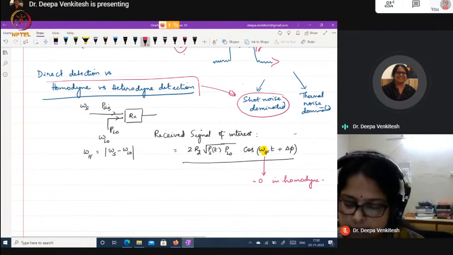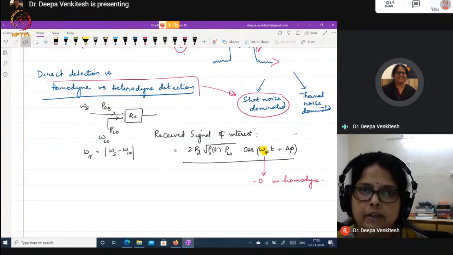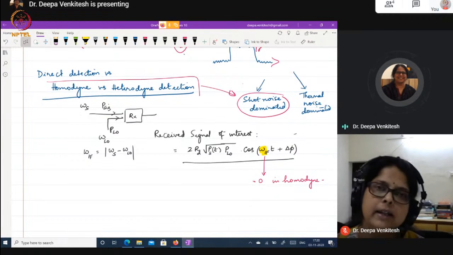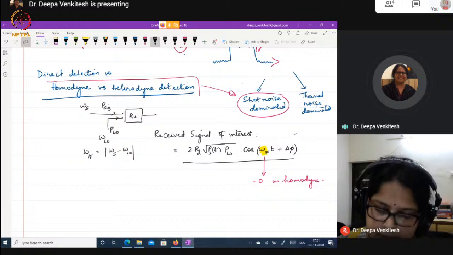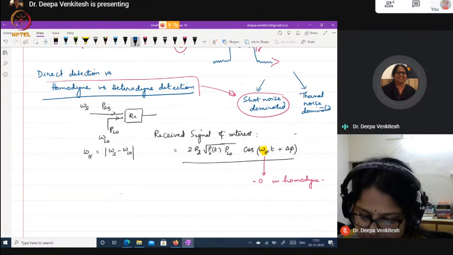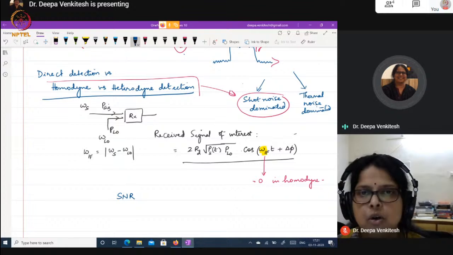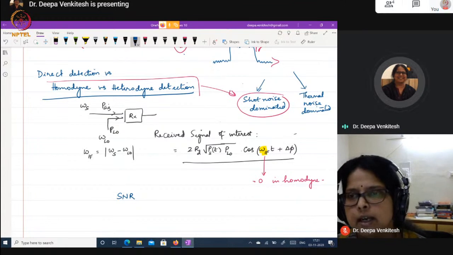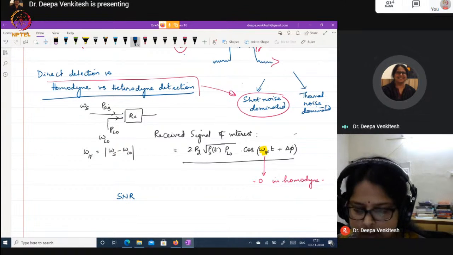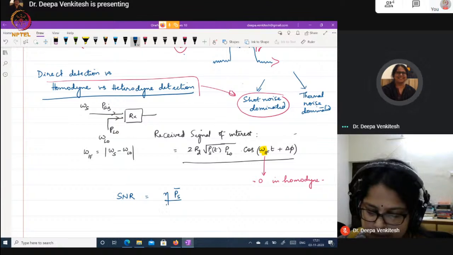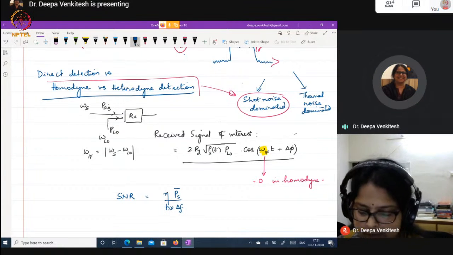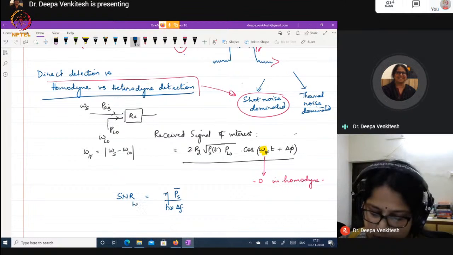Later, probably in week 10 or so, we will talk more about homodyne, heterodyne and coherent detection. Right now, we will confine our attention to how to calculate the signal to noise ratio of homodyne detection and heterodyne detection. We have derived that the SNR in the heterodyne case is eta times PS divided by h nu times delta F, where delta F is the bandwidth of the detector.